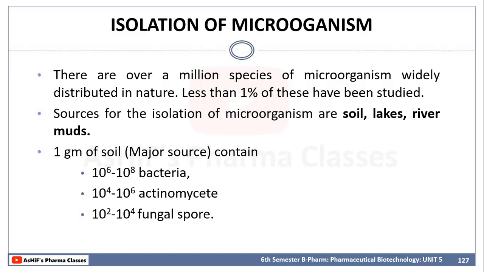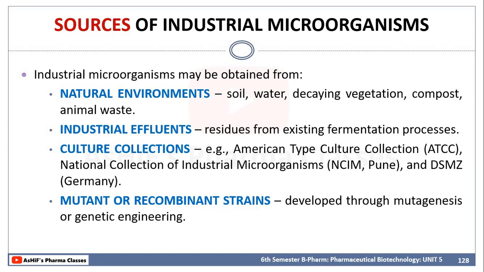For example, 1 gram of soil contains 10 raised to 6 to 10 raised to 8 bacteria and 10 raised to 4 to 10 raised to 6 actinomycetes. So that is the abundant source of microorganisms: soil, lake, river, mud, etc. So we have to go for some kind of isolation process from different sources like the natural environment or industrial effluents. Sometimes industrial waste itself is a good source of microorganisms. So we can isolate the microorganism from industrial effluents.